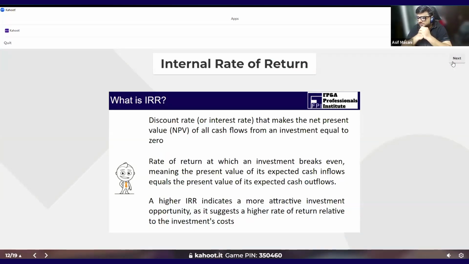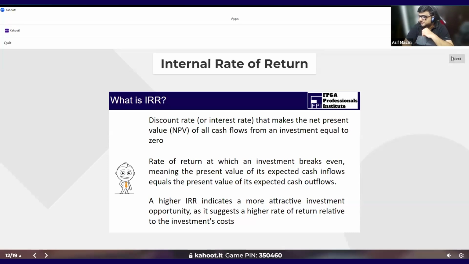Let's see what IRR is. As we saw, it is the discount rate or the interest rate that makes the NPV of all the cash flows from an investment equal to zero. It is the rate of return at which the investment breaks even, meaning that the present value of its expected cash inflows will equal the present value of its expected cash outflows. That is what IRR is in simple terms. The higher the IRR, the more attractive the investment or the opportunity is.